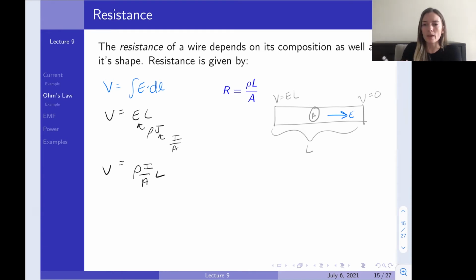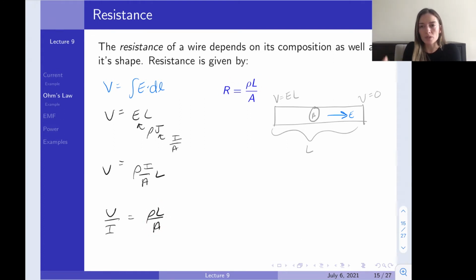So now from this equation, if I just move my current over to the other side, divide by I here, I'm left with just the potential divided by the current is equal to rho times the length divided by the area, the cross-sectional area. And this I said is my resistance.